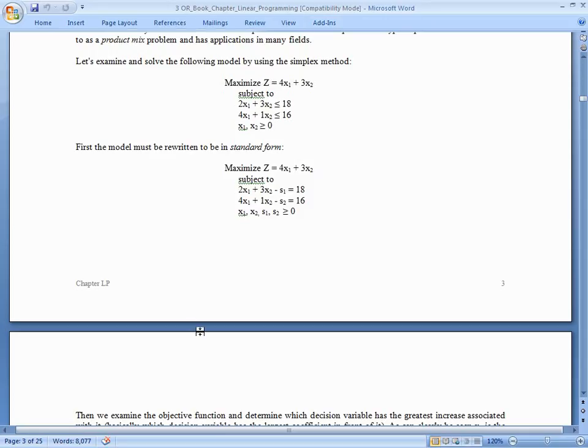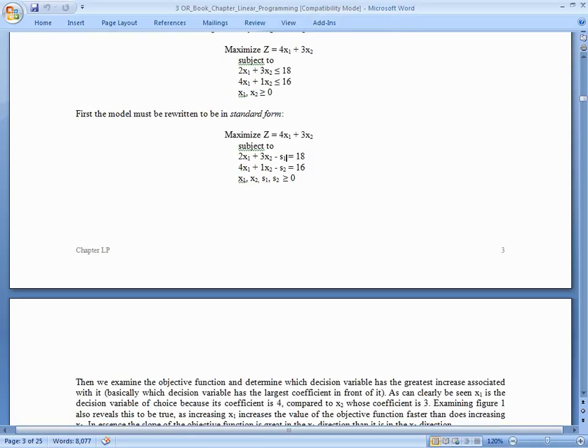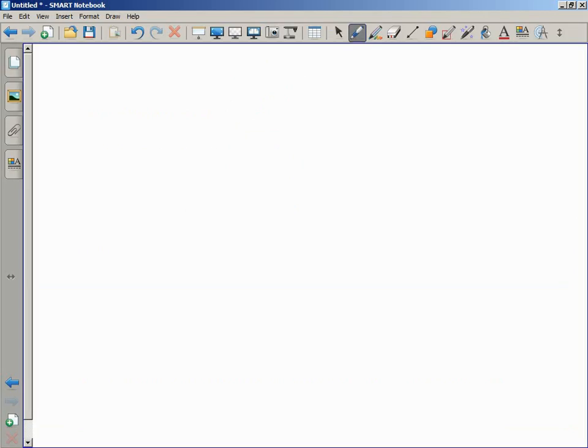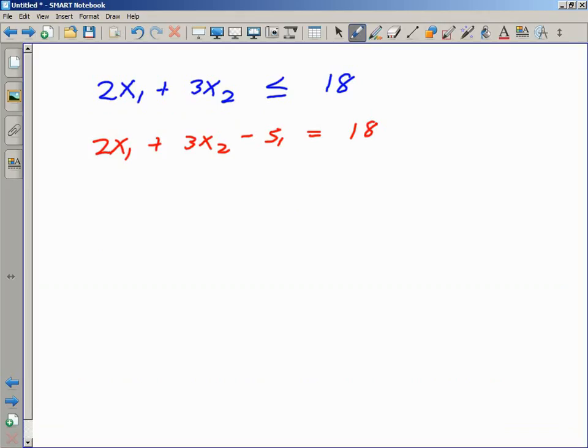2x1 plus 3x2 is less than or equal to 18. I'm going to rewrite this as 2x1 plus 3x2 minus s1 is equal to 18. Okay? Sorry about that. I should have used two variables, because it's complicated what happened. It goes through the origin and it messed everything up.